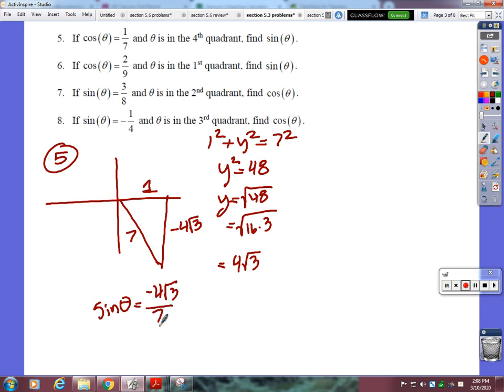Over 7. Because sine is y over r. Cosine is x over r, sine is y over r. We found it. Okay? All right, so now that you have access to that secret knowledge, will you take about 5 minutes to do the last 3 problems on your own? Okay?